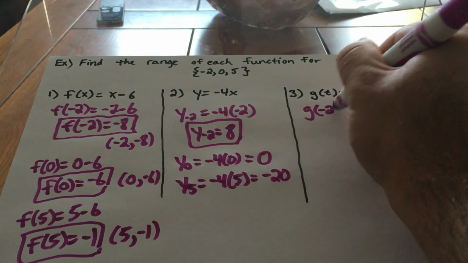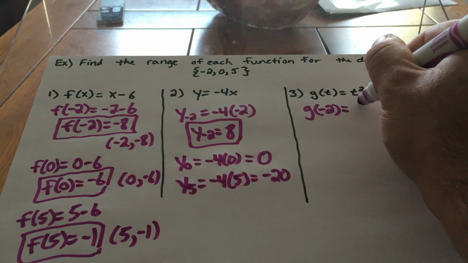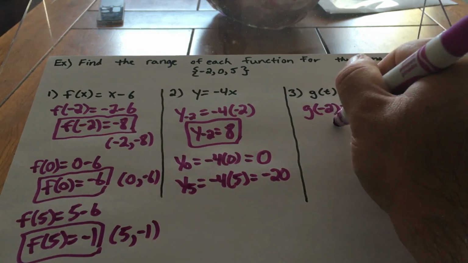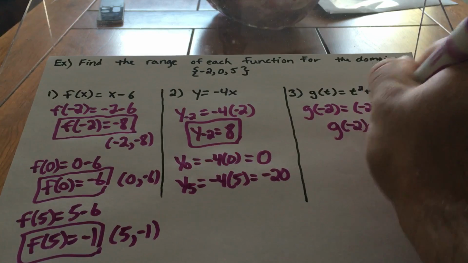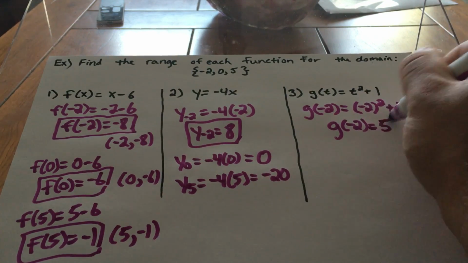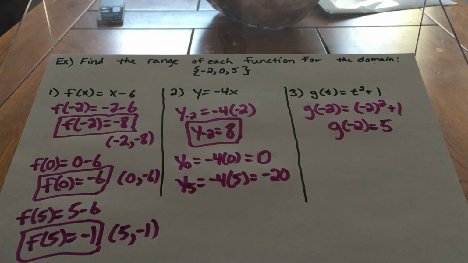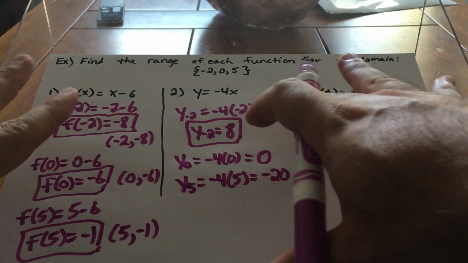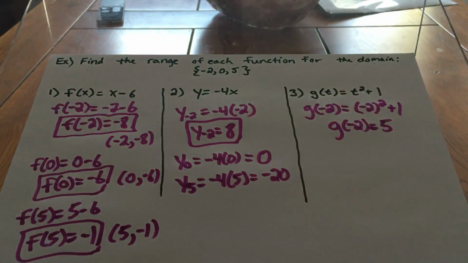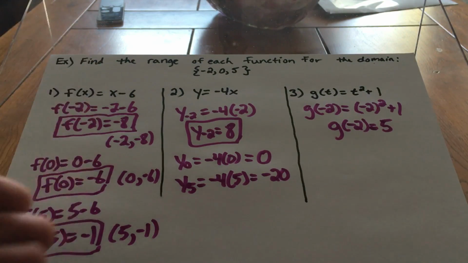G at negative 2 is equal to, now you're going to take out t and put in negative 2 squared. So g at negative 2 is equal to negative 2 squared is 4. 4 plus 1 is 5. Now that's perfectly legitimate. Now you can also, if you don't like writing it like this, I want you to understand it when you see it, but you don't necessarily have to use this notation.